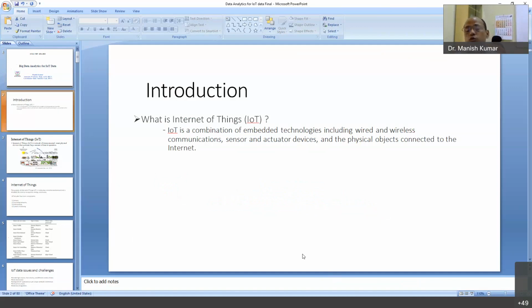The first thing is, what is Internet of Things? If you look at the entire Internet of Things, it is actually a combination of embedded technologies, where we experience wired and wireless communication. The physical devices are there, like sensors, actuators, and others. Some other devices can also be connected, and all these devices are networked together and connected to the internet. Such an environment is referred to as Internet of Things.